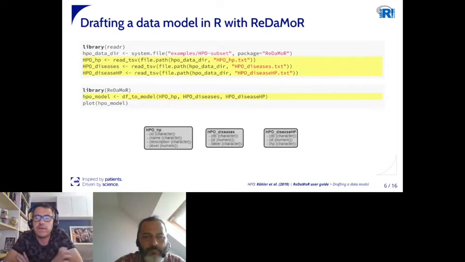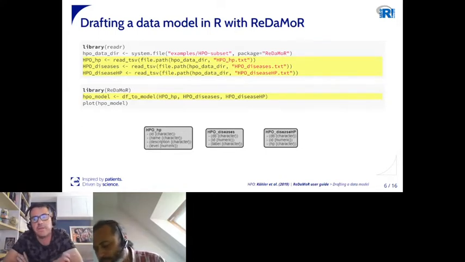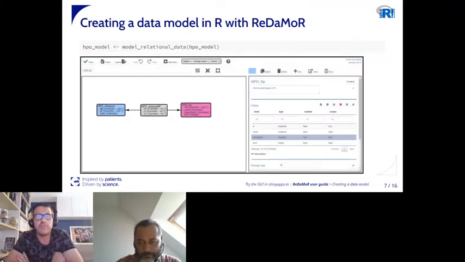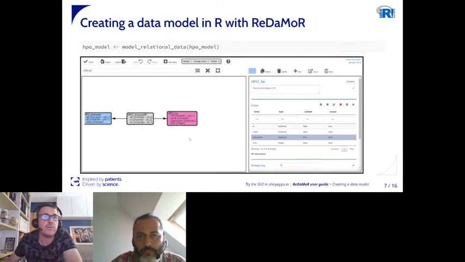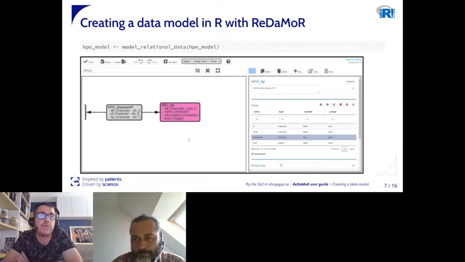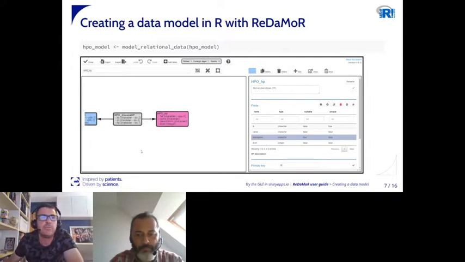Using the Redamor package, we can draft a very simple model of these three tables. Each rectangle represents a table and the bullet points, the fields in each of them. So far, except the data type, there is no constraint associated to the fields and no relationship identified between the tables. To add such information, we can use the model relational data function, which will launch a graphical user interface developed for creating and manipulating relational data models. In this case, for example, we have made all the fields of all the tables non-nullable, except the description field of the HP table, which remains between brackets in this graphical representation. The fields in bold correspond to primary keys of the tables. We have also changed the type of a few fields and added relevant relationships between the tables.